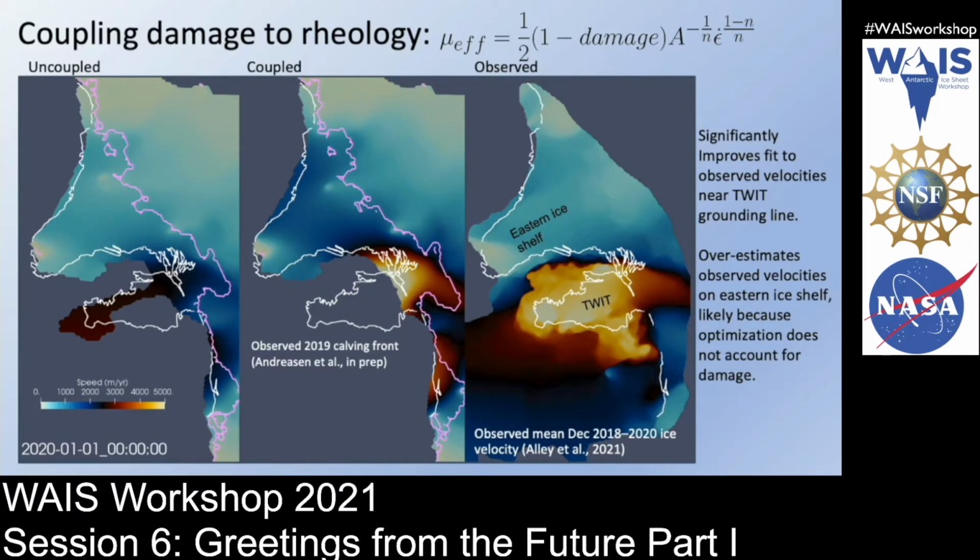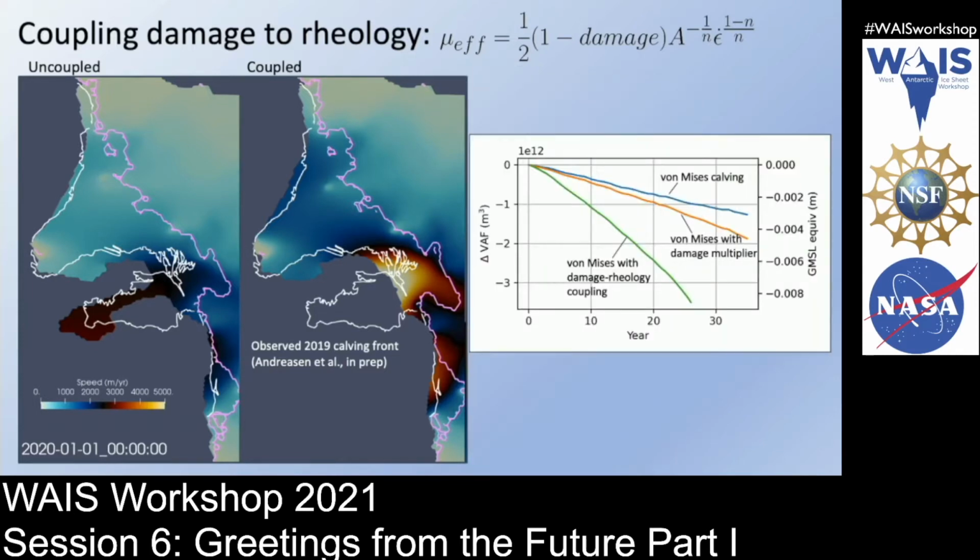And this is likely because the optimization does not account for damage, and so our optimized temperatures are too high, and thus the ice is too soft. If we look at time series of mass loss from these different runs, we have uncoupled runs here in blue and orange, and the coupled run in green, and we see that all else being equal, applying this coupling leads to about a tripling of mass loss over this short time period. So while this shouldn't be taken as a projection because it's still untuned, this just illustrates how effective this coupling is.